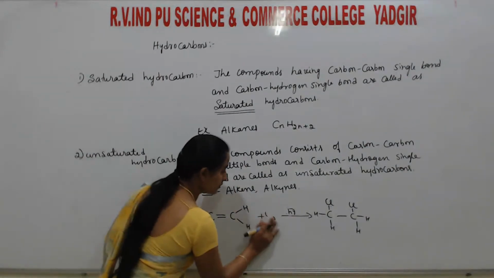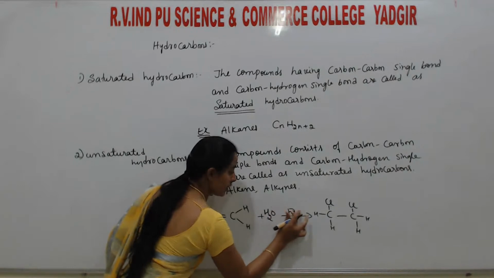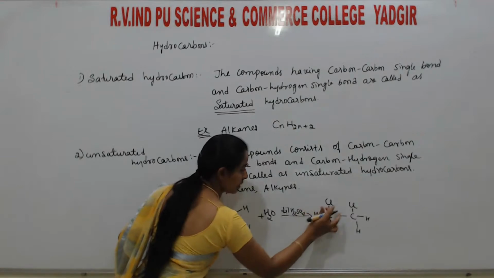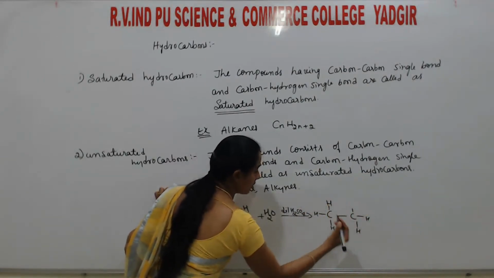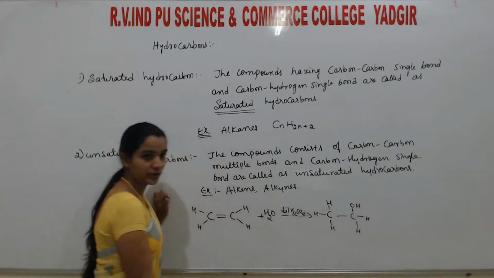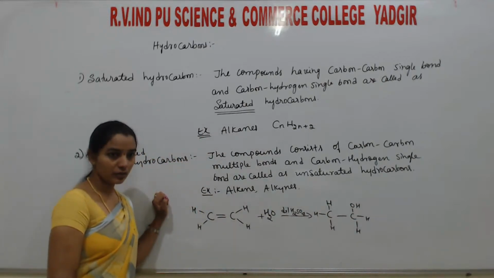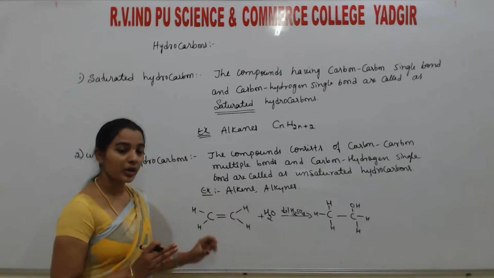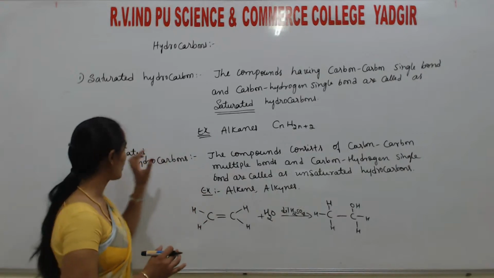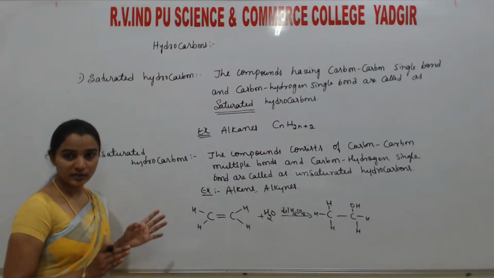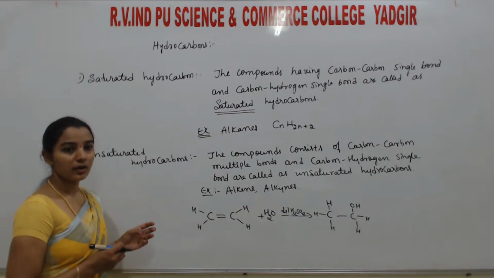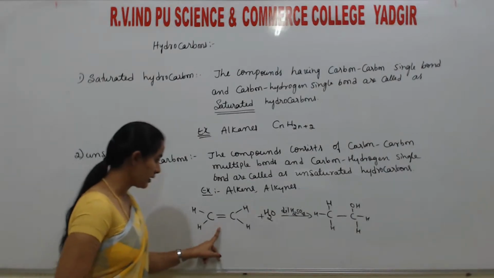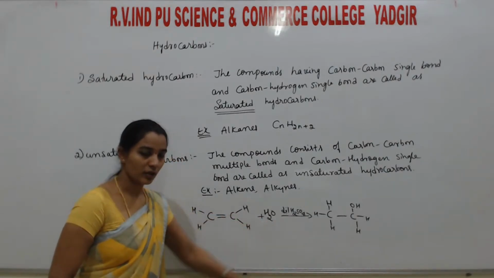Understood? So if you take H2O here in the presence of dilute H2SO4 acid, one carbon will get H, another carbon will get OH. Understood? So this is what I'm telling, that extra atoms are added to this type of compound. That's why they are called unsaturated. They are not satisfied. That's why they add atoms. This is alkane. If you check alkene to alkane, are you getting?